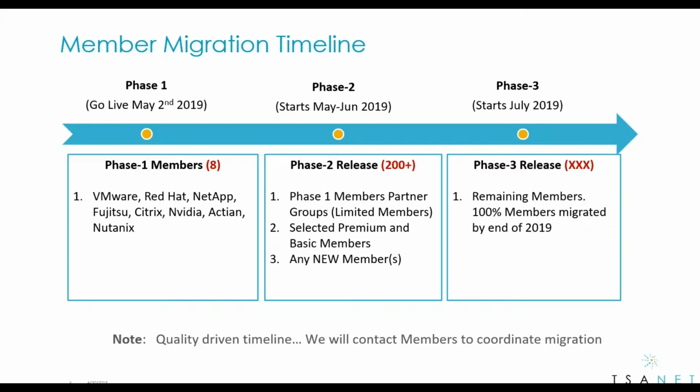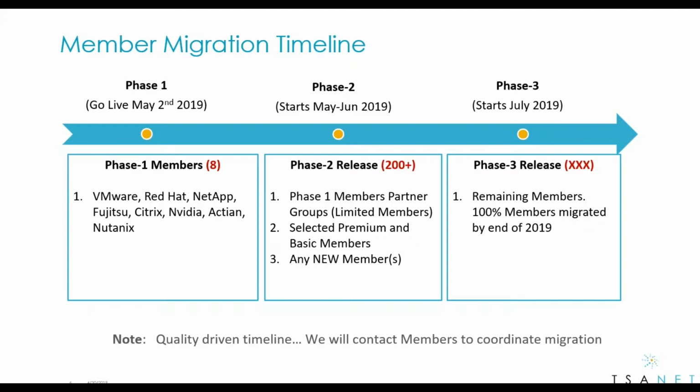So we plan to get around the 200 club for the phase 2 migration, priority being partners that are related to phase one members. So their partner program is going to come through. That is going to be a lot of limited members. But then we also have several premium and basic members that will be part of that list. And I'll indicate towards the end of the webinar how you can request to be in phase two if that's of interest to you.